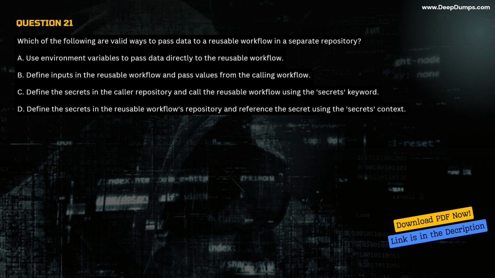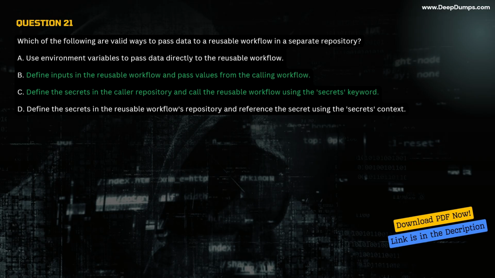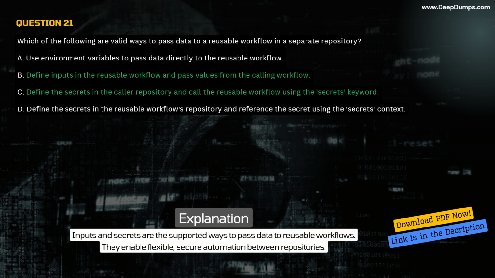Correct answer, B and C. Define inputs in the reusable workflow and pass values from the calling workflow. Define the secrets in the caller repository and call the reusable workflow using the secrets keyword. Explanation. Inputs and secrets are the supported ways to pass data to reusable workflows. They enable flexible, secure automation between repositories.